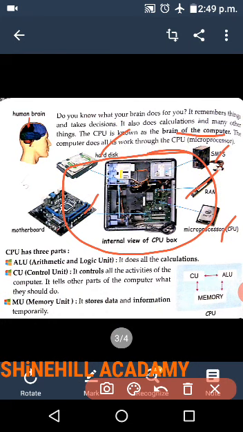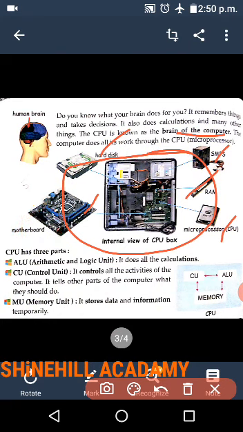I will just say what a motherboard is. All internal parts are attached to the motherboard, and the CPU is also attached to the motherboard. Without the motherboard, the CPU cannot do any calculation work or other work. So the motherboard is very important for the CPU.